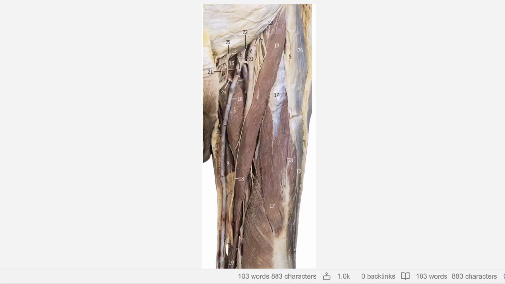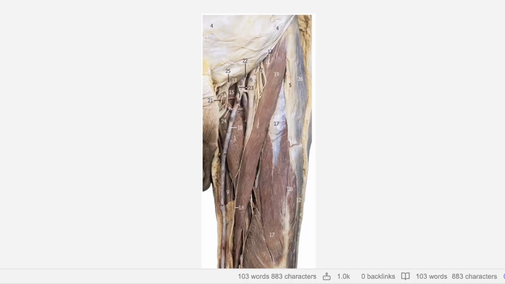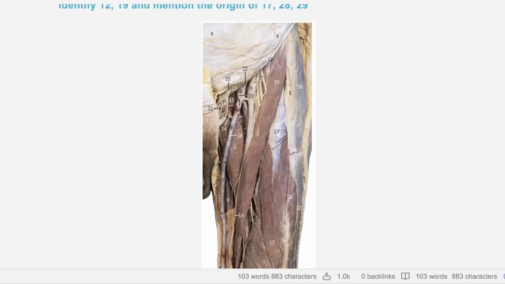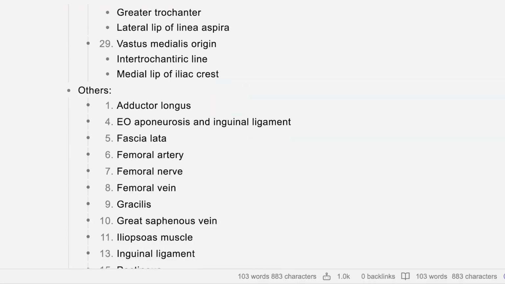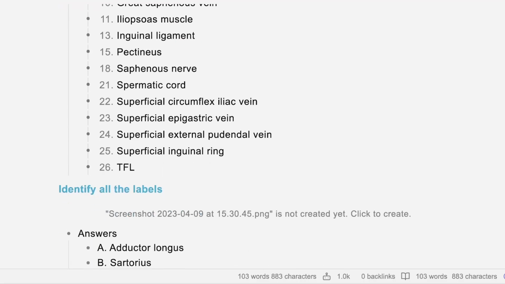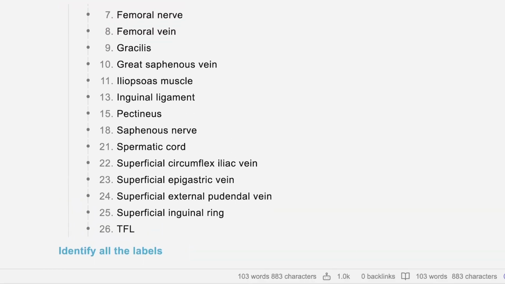Okay, and number 7, for example, this is the femoral nerve, and you have number 18 as the saphenous nerve as well. Maybe 13 is the inguinal ligament all the way around. 21 looks like the spermatic cord coming out from the superficial inguinal ring, or maybe 25 is the superficial inguinal ring, and 21 is the spermatic cord coming out of it. Let's check that one. Yeah, 21 is the spermatic cord, 25 the superficial inguinal ring.